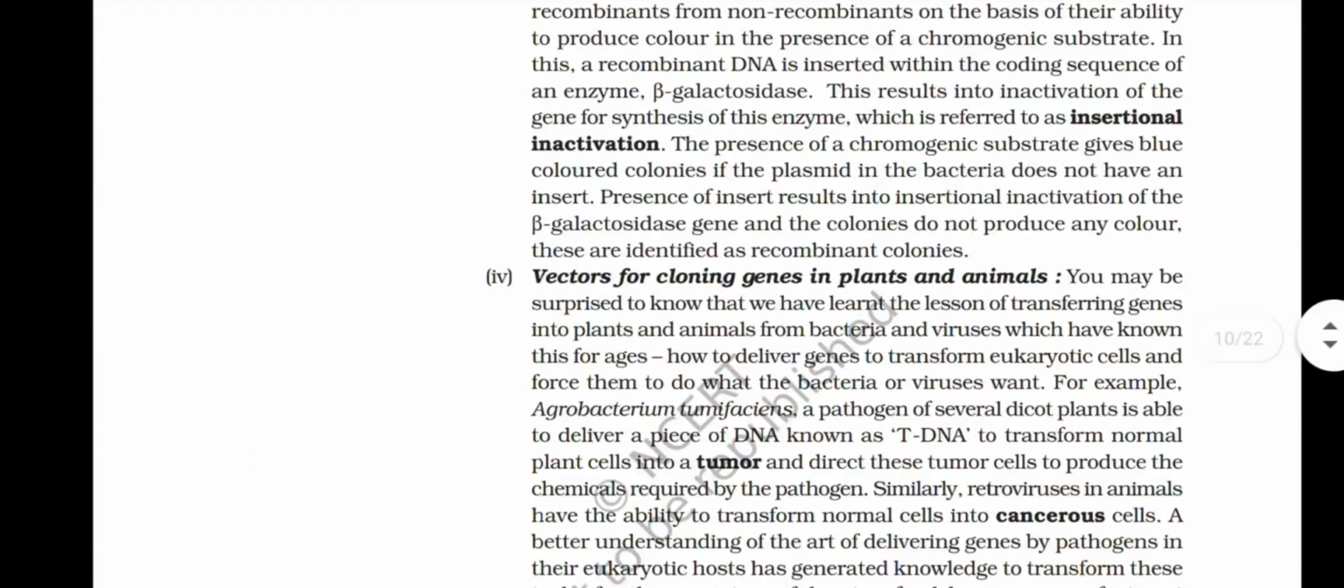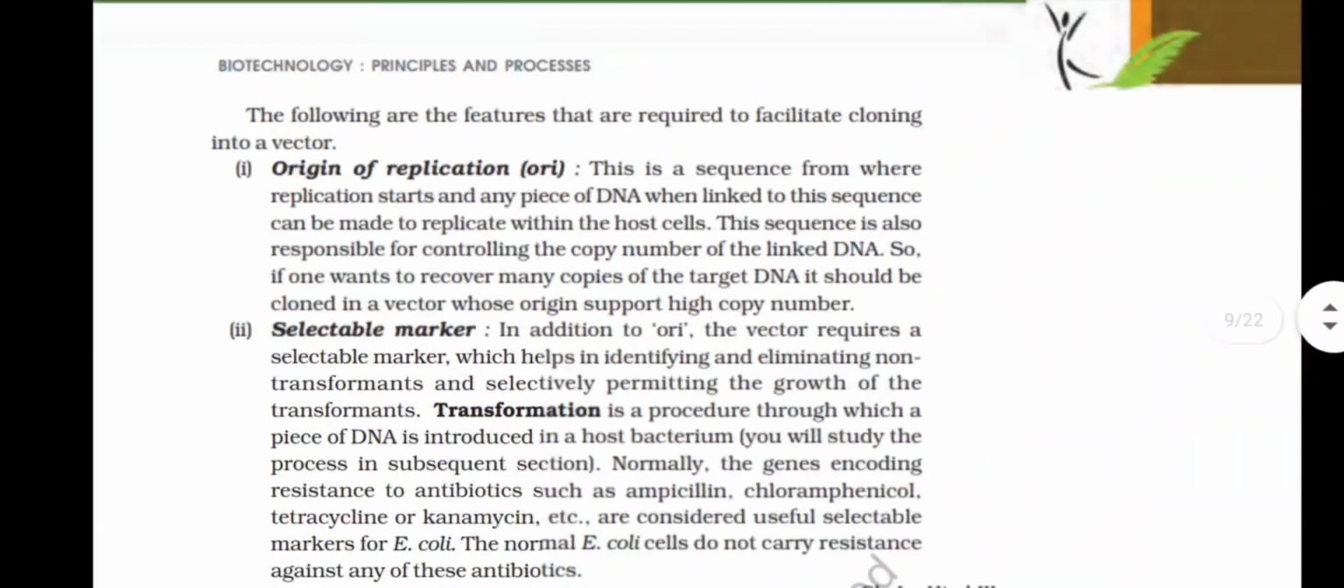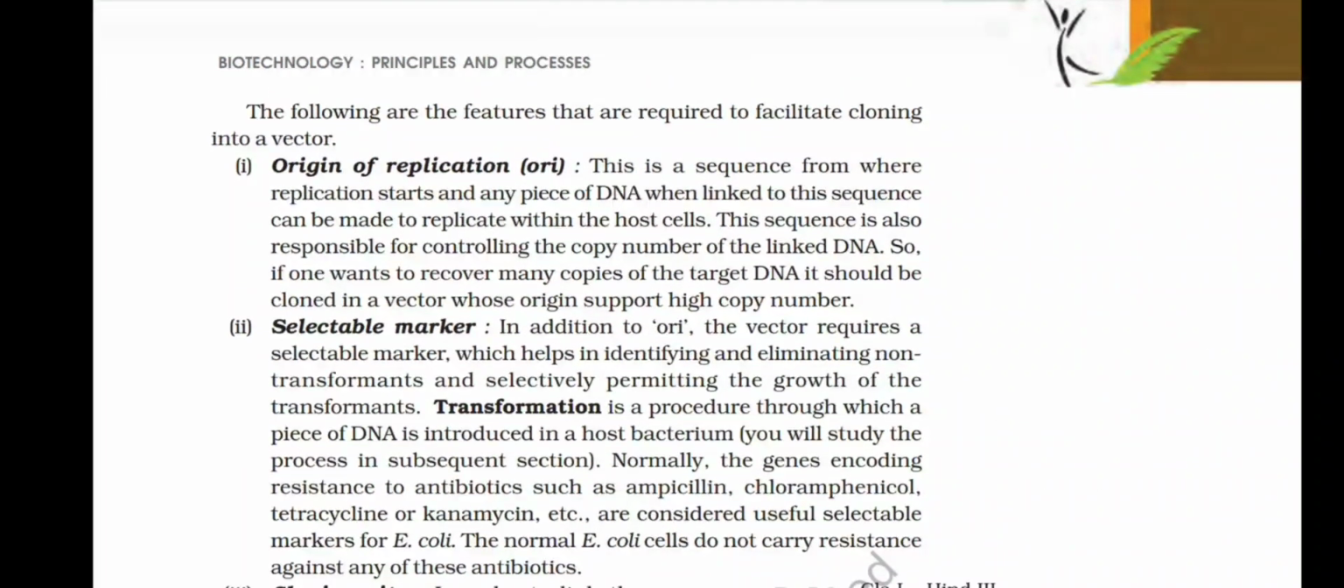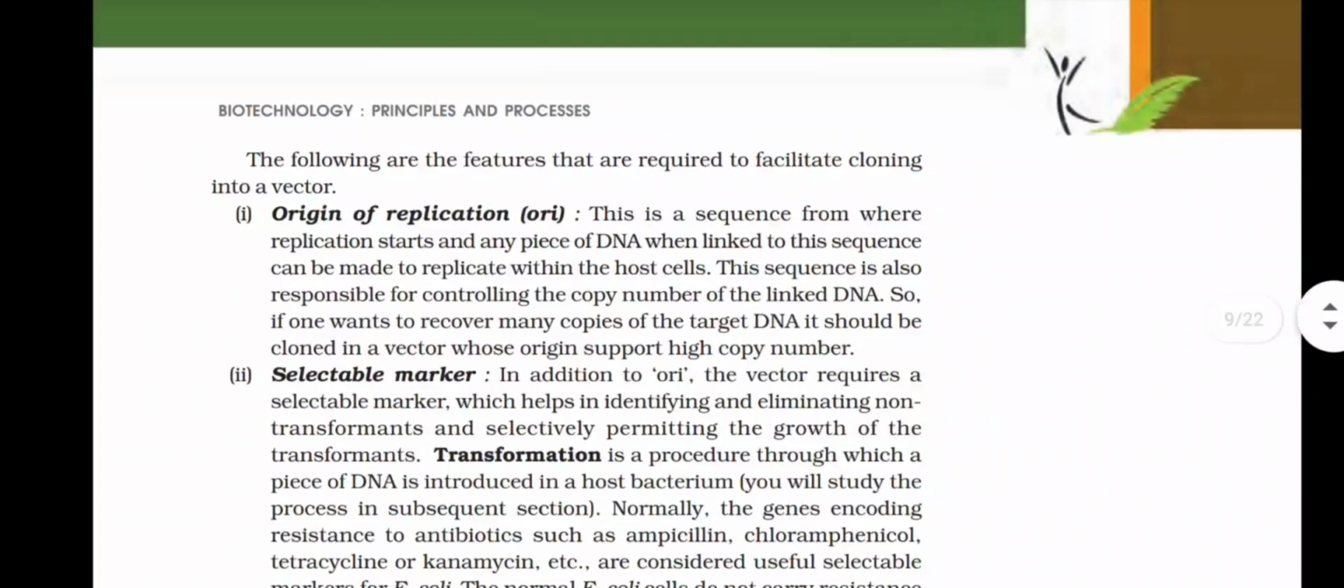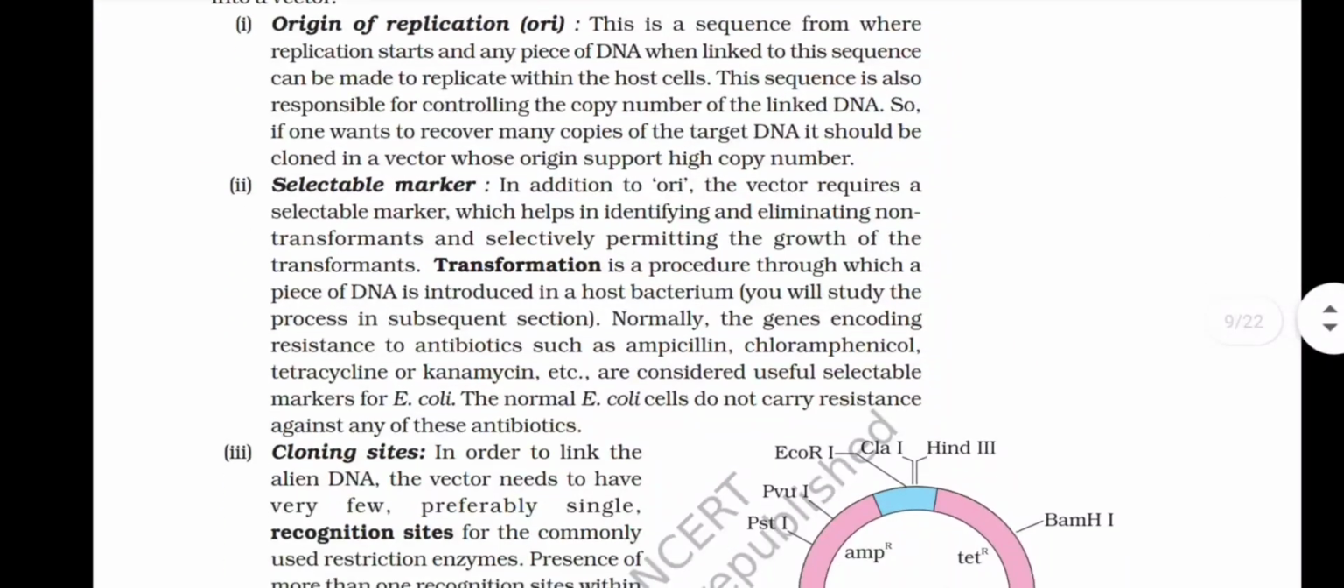Vectors for cloning genes in plants and animals, we're going to learn about that later. First we're going to talk about the origin of replication. This is a sequence from where replication starts. It's the first place in which the replication starts. A piece of DNA when linked to this sequence can be made to replicate within the host cell. The sequence is also responsible for controlling the copy number of the linked DNA. So if one wants to recover many copies of the target DNA, it should be cloned in a vector whose origin supports high copy number.